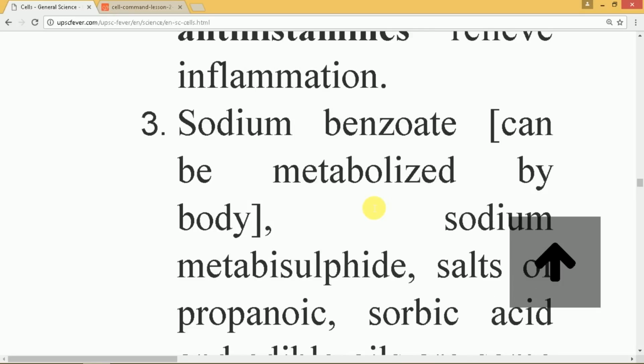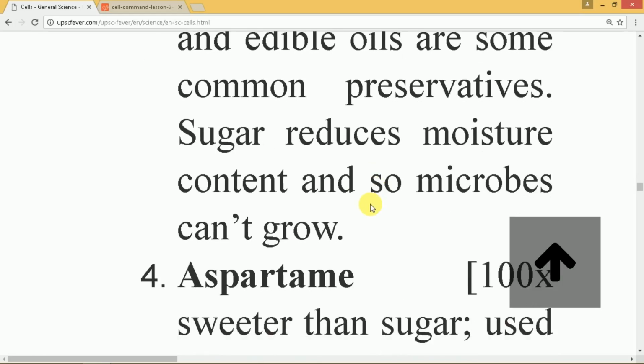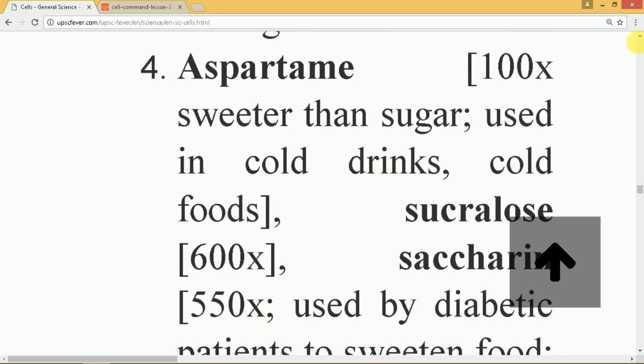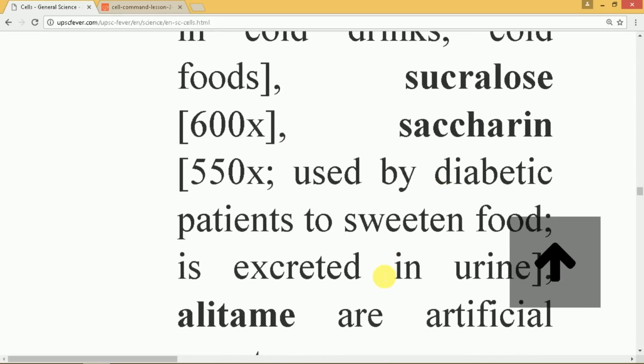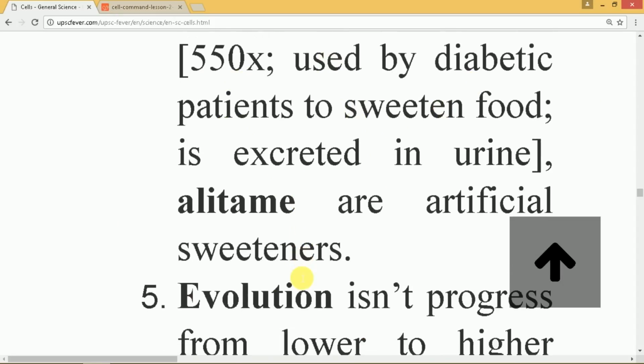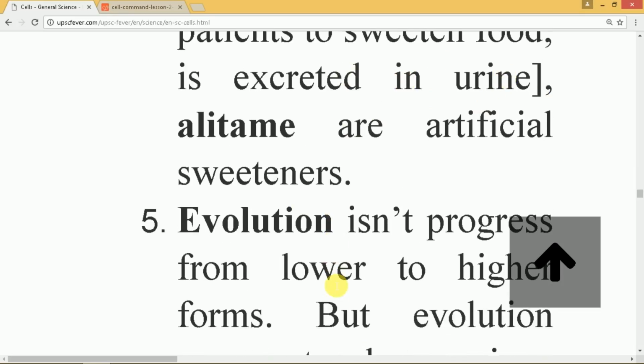Sugar reduces the moisture content of food, and so it prevents microorganisms from growing on the food, and so sugar is also an important preservative. There are many types of sugar. One is aspartame. This is 100 times sweeter than natural sugar and is used in cold drinks. Then we have sucralose. This is 600 times sweeter than normal sugar. Saccharin is 550 times sweeter and is used to sweeten the food of diabetics. Since it cannot be metabolized, it is excreted in the urine. Aspartame is another artificial sweetener.